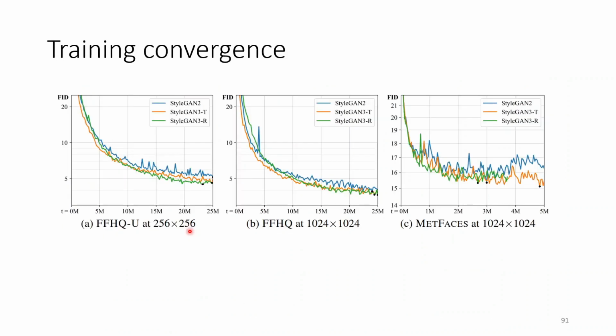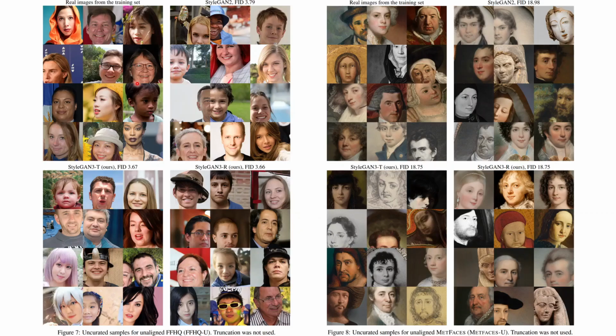Okay, and they show some training convergence. Their StyleGAN V3 will generate better FIDs compared with StyleGAN V2. There are two versions, StyleGAN V3-R for rotation and StyleGAN V3-T for translation. Usually this is the best one, and this is also the one they proposed. So let's see the result. This is StyleGAN V2, this is StyleGAN V3-T, and this is StyleGAN V3-R, the best proposed.